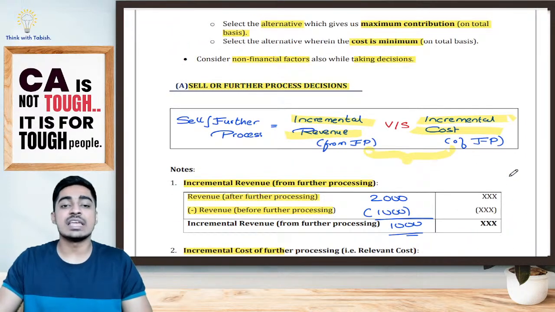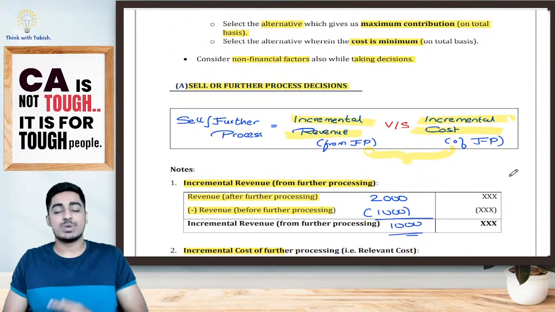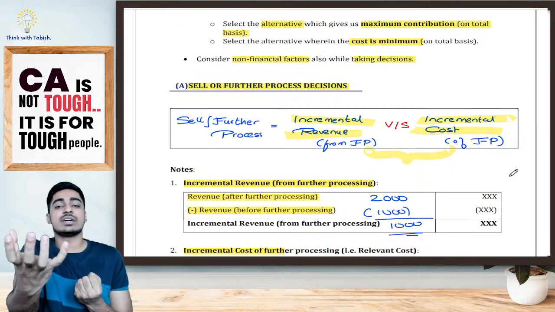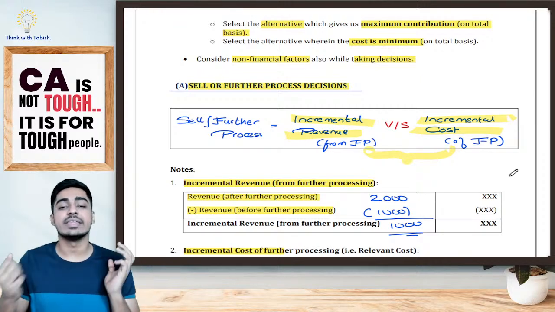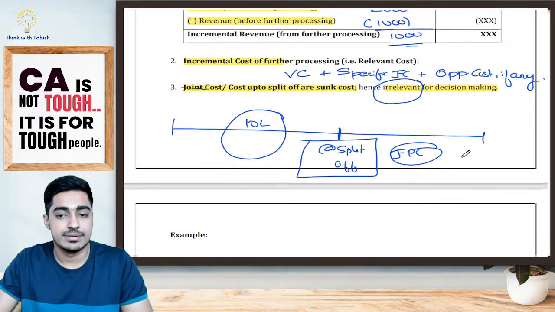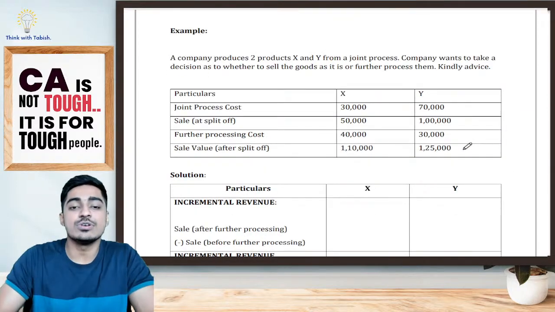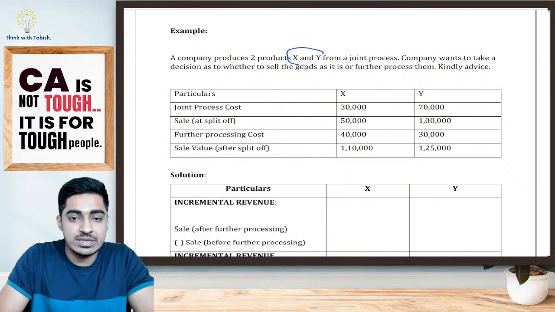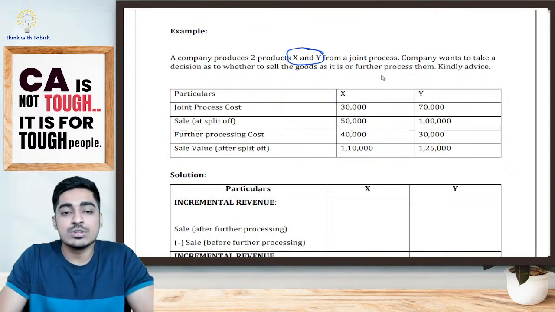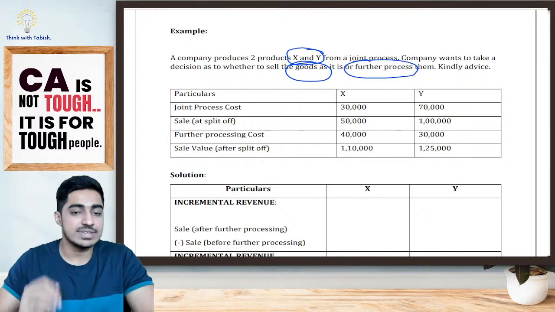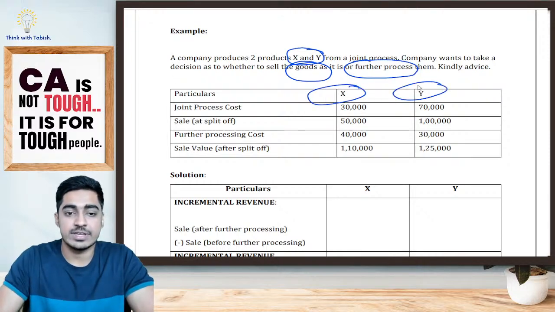So simple, sell or further process. I see how much extra revenue I get if I further process, how much extra cost I should incur if I further process. Compare and then take a decision. Here we have a small example. A company produces two products, X and Y, from a joint process. Company wants to take a decision whether it should sell the goods as it is or further process the goods. Kindly advise.